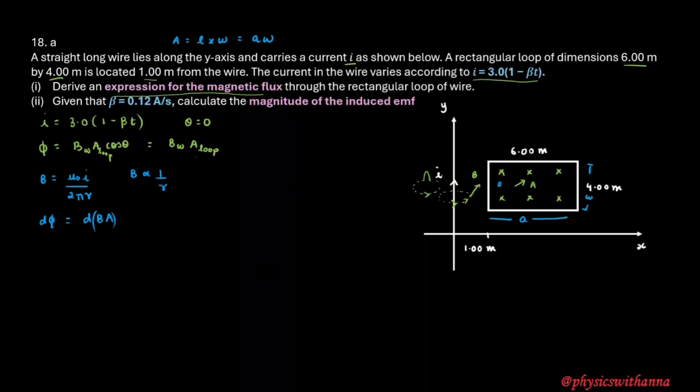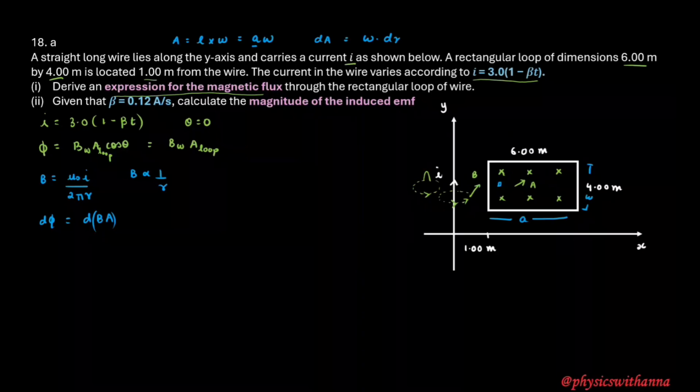So when I'm finding differential flux, I have to take the differential value of this distance. So when I'm solving for differential area, I have to take the differential value of this distance from the wire. So I'm going to write this as W times dr. Now why did I write dr instead of writing dA? A is the length of the loop.